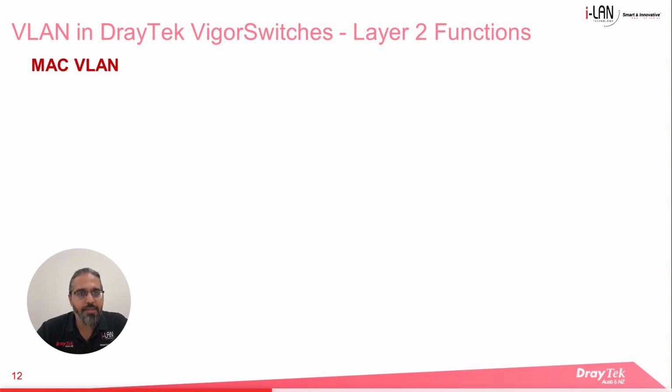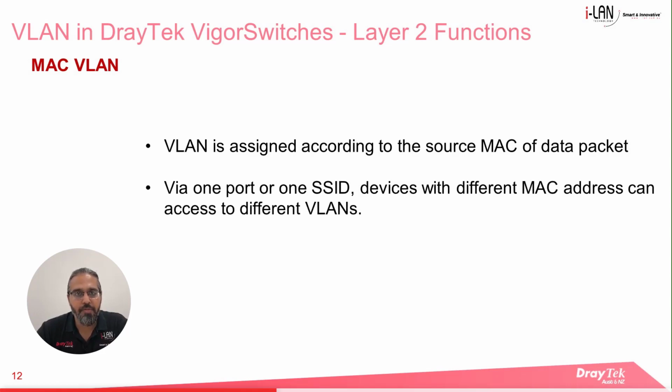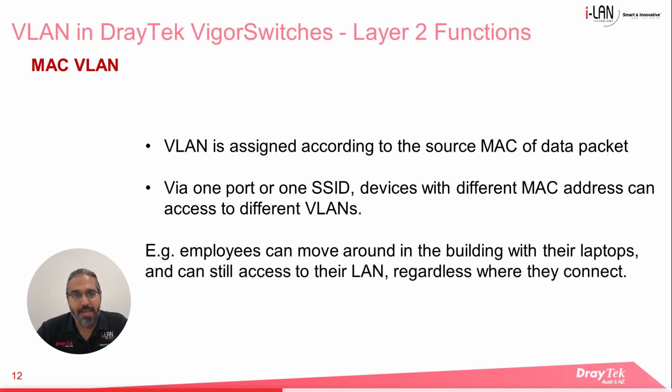With MAC VLANs, the VLAN assignment is determined by the source MAC address in the data packet. This will work regardless of which port on the switch the device is connected to or which SSID they are using in a Wi-Fi network, and will work through multiple switches. An example of where this will be useful is for employees who need to move around the building with their laptops and still need to access their department resources irrespective of where they're connected.